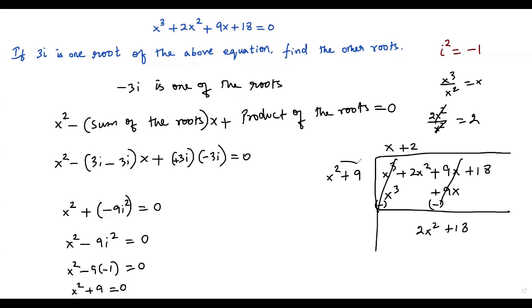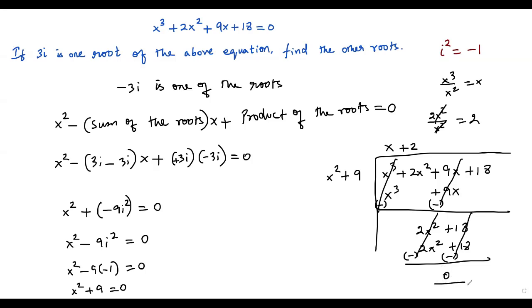Now I have to multiply the divisor over here by this positive 2. When I multiply x squared by positive 2, I'm getting positive 2x squared. When I multiply positive 9 by positive 2, I'm getting positive 18. Now I have to subtract the expression at the bottom from the expression at the top. Since I do subtraction, I multiply the bottom expression by a negative sign, so positive 2x squared becomes negative 2x squared and positive 18 becomes negative 18. Positive 2x squared and negative 2x squared cancel. Positive 18 and negative 18 cancel. I'm getting 0 as remainder.